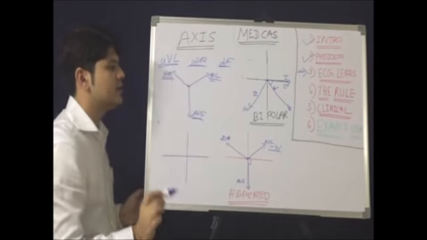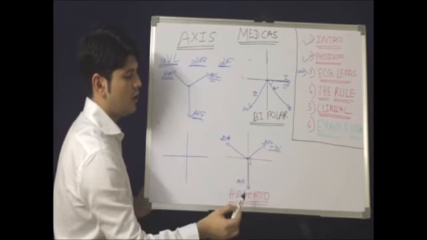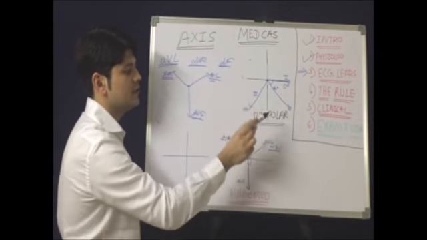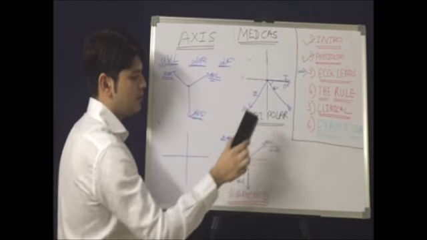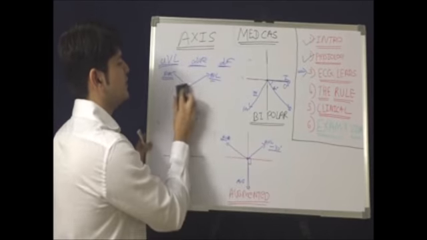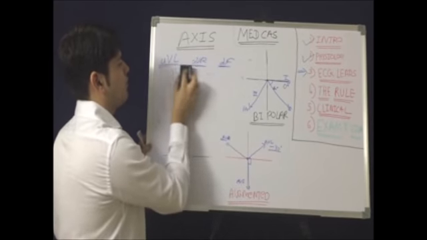Right now we have understood the bipolar leads and augmented leads, which are going to help us in determining the axis. Before we go for that, let's put both bipolar and augmented on a single graph and understand how it actually looks.